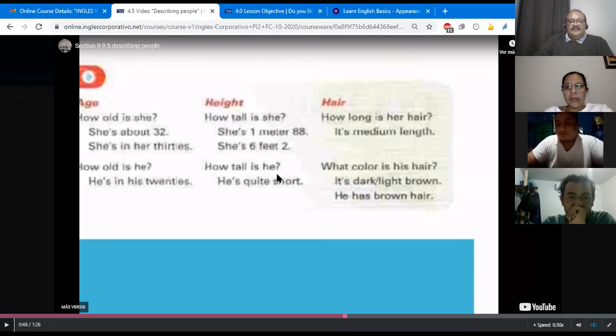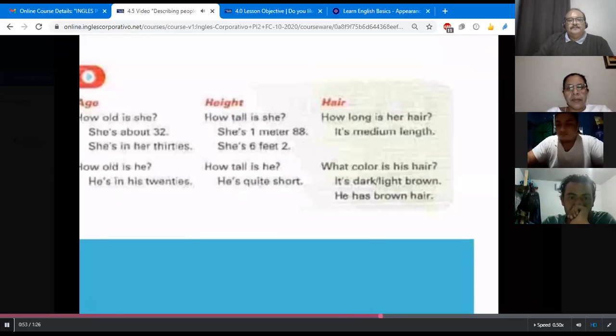How tall is he? He's quite short. Not like "kind of." Not very, but quite. Similar to very. She's 6'2". How tall is he? He's quite short.